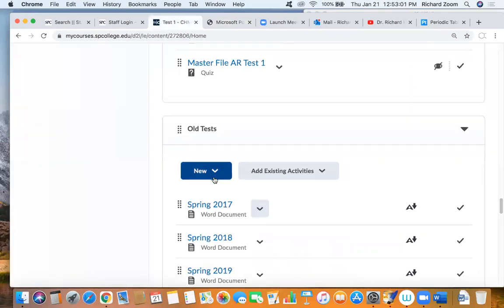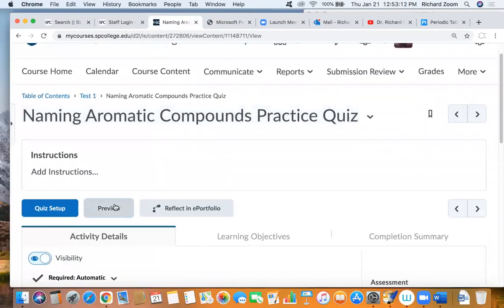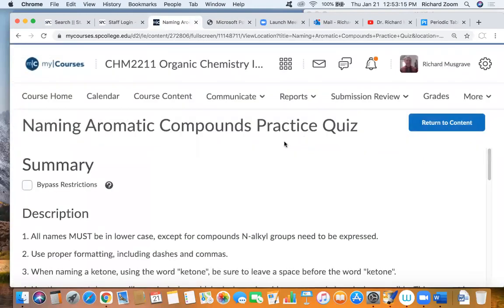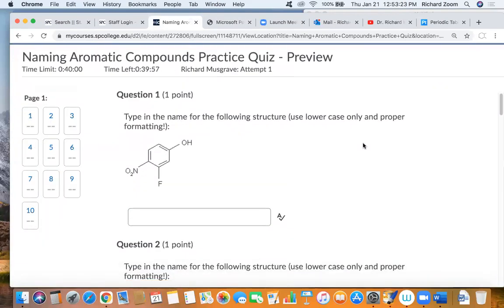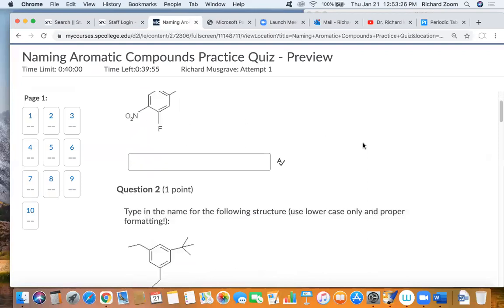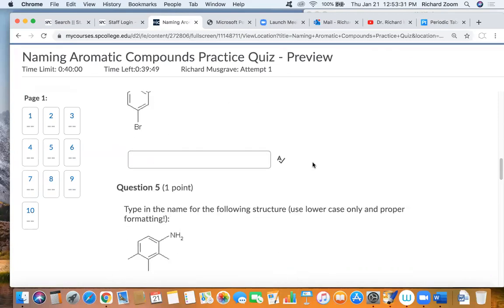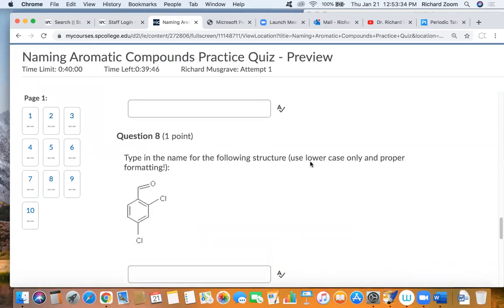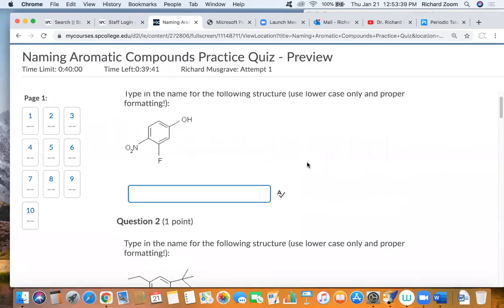All right. Let's take a look here. This is the naming aromatic compounds practice quiz. I tell you, you're not going to like it. But you do get 10 attempts at it, which is kind of cool. So you can get an idea of what this looks like. You're expected to put the name in here. Are there only 10 questions? On the practice quiz, yes. On the credit quiz, I think there might be more.